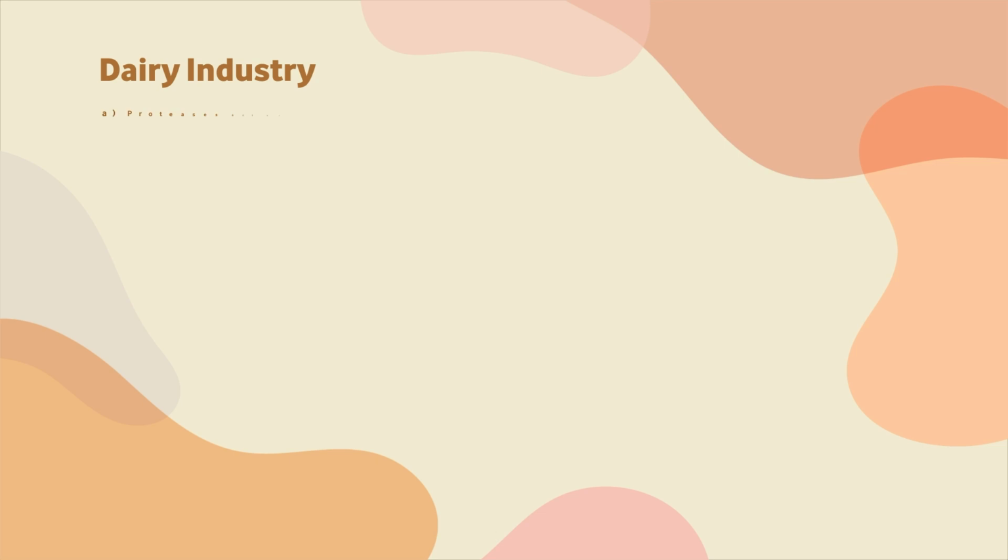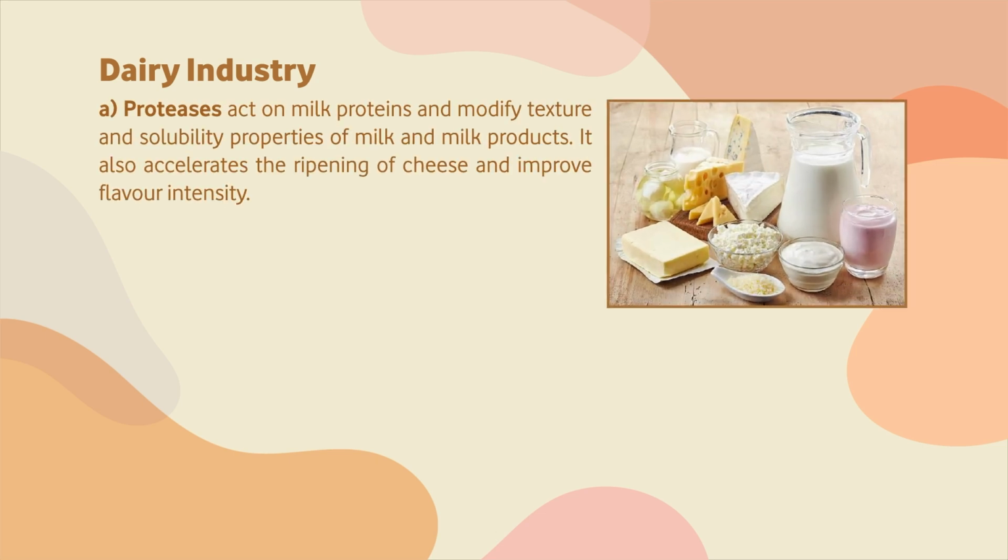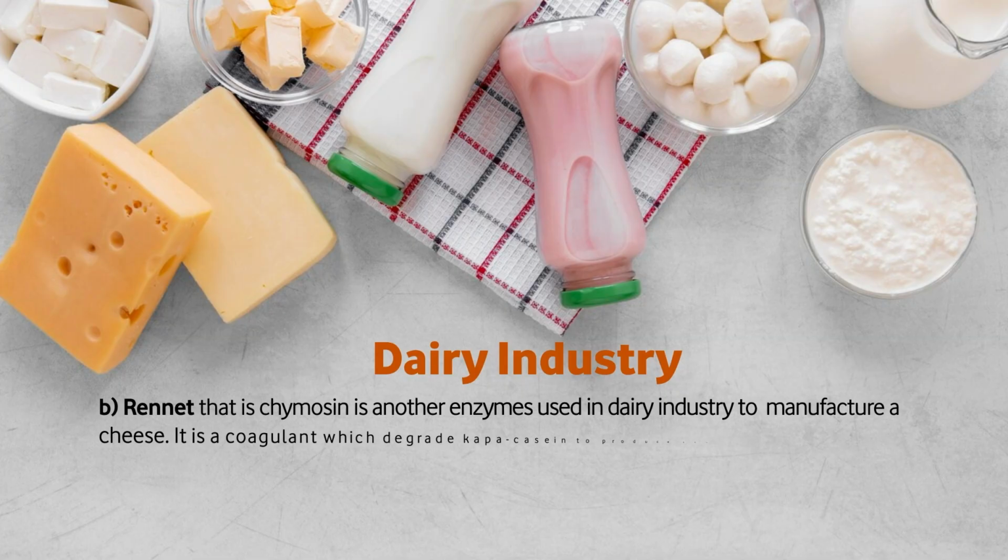Let us take up some examples of enzymes in the food industry. First we will start with the dairy industry. In the dairy industry, protease is a very important enzyme that acts on milk protein and modifies the structure and solubility properties of milk and milk products. It also accelerates the ripening of cheese and improves the flavor intensity of the cheese. Then another enzyme is rennet, that is chymosin, used in the dairy industry to manufacture cheese. It is a coagulant which degrades kappa casein to produce the cheese curd.